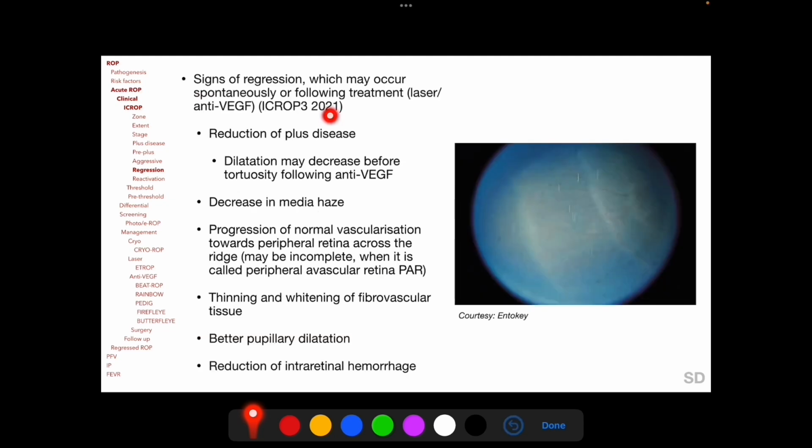The 2021 edition of ICROP described the signs of regression which may occur either spontaneously or following treatment, and they include reduction of plus disease, decrease in media haze, progression of normal vascularization towards peripheral retina across the ridge anteriorly towards the ora serrata, thinning and whitening of fibrovascular tissue, better pupillary dilatation, and reduction of intraretinal hemorrhage which may have occurred from the neovascular process.